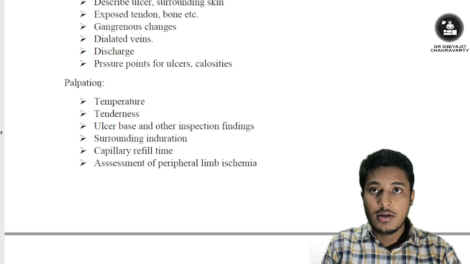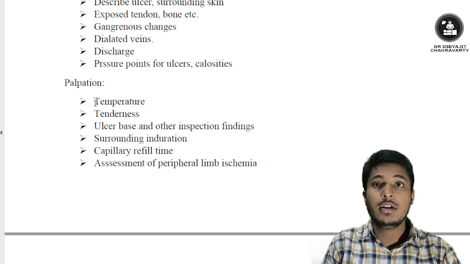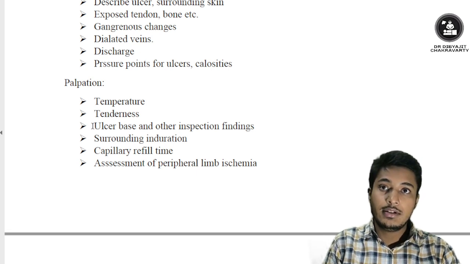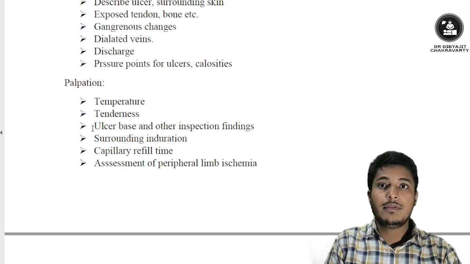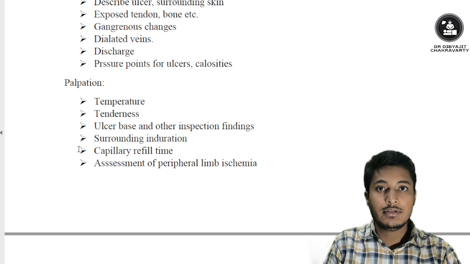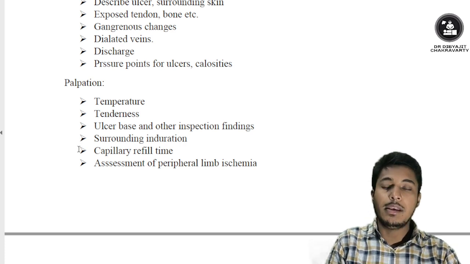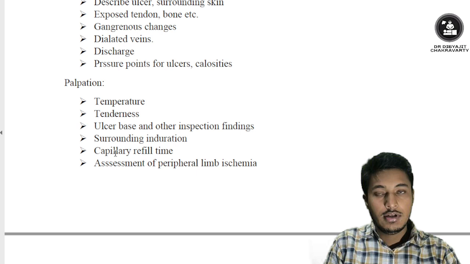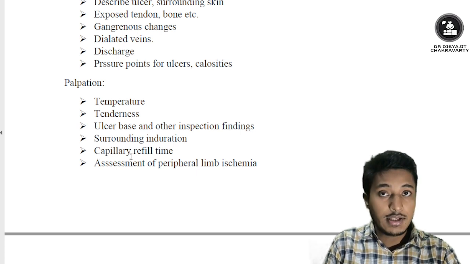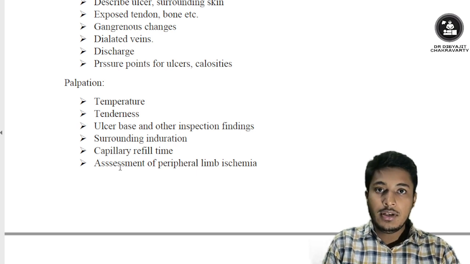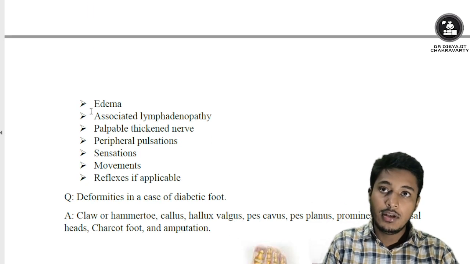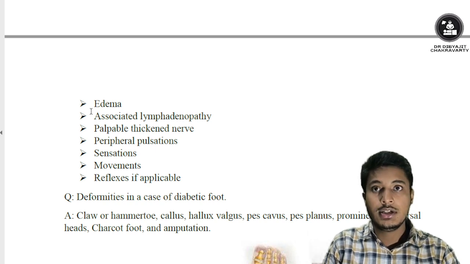Coming to the palpation, basically we confirm the findings of inspection, particularly the superficial ones, that is the temperature and tenderness we have to see. The inspection findings of the ulcer we have to confirm, as well as palpate for the base, and other inspection findings we need to confirm with these palpation findings. Also, we should check for the surrounding indurations. Also, capillary refilling time in the nails if possible. The peripheral limb ischemia should be assessed. Edema and its level should also be checked in the palpation.